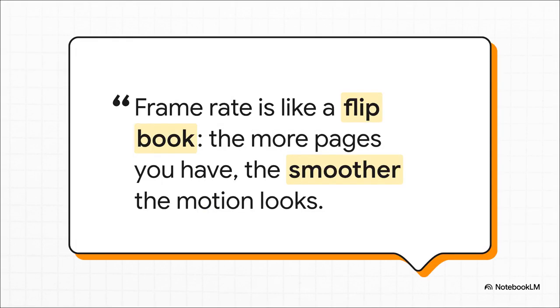The whole idea of frame rate is really just like a classic flipbook. Each page is a frame. A low frame rate looks choppy and jerky, but as you increase the number of frames per second, or FPS, the motion becomes incredibly smooth. That's why movies usually go for 24 FPS for that cinematic feel, while video games are often aiming for 60 FPS or even higher for that super fluid action.